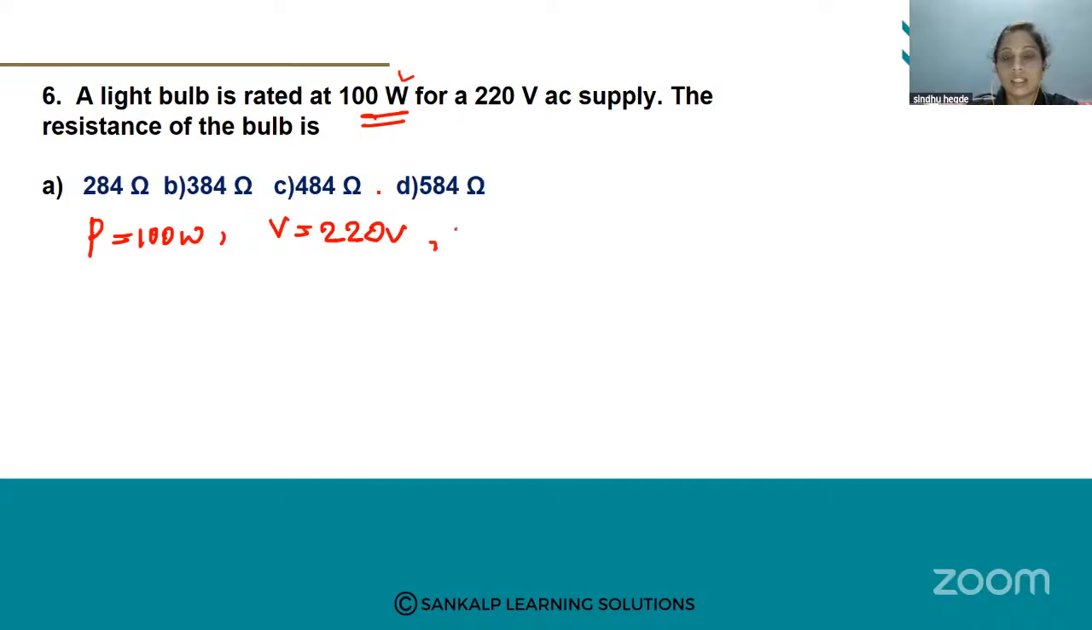Next, here they ask the resistance of the bulb. What is the resistance of the bulb? Okay, what is the formula to calculate resistance related to this power, voltage and resistance?